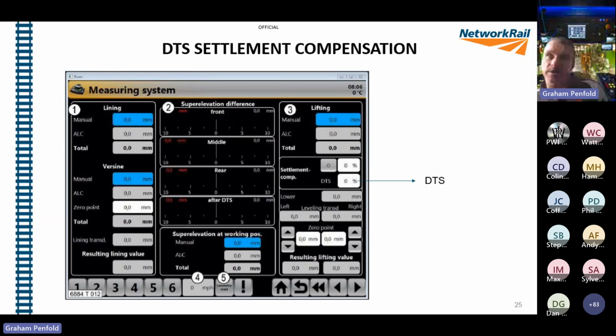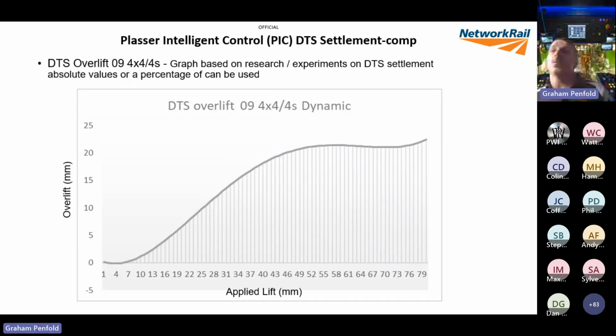What happens is, similar to the last graph or the next graph I'm going to show you, if you apply 100%, it's 100% of the graph. If we have a look at this graph, there's a bit more theory in it. I'm trying to look at 25 mil of lift there. If you apply 25 mil of lift, it's going to put something like 10.5 mil, 11 mil overlift on if you put it at 100%. So as you can see, not massive values.